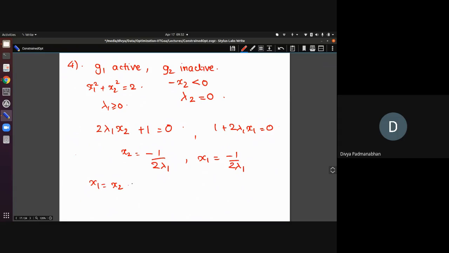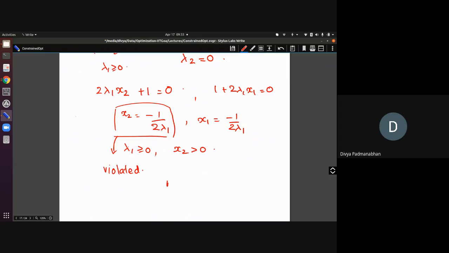That logic is right. Another way to see it is you could actually solve it and then show that there is a contradiction here. But maybe that's a simpler logic to go with. Because lambda 1 is greater than 0 and you also have x2 greater than 0, this is going to get violated. So again, this is also not possible. So no KKT point here.